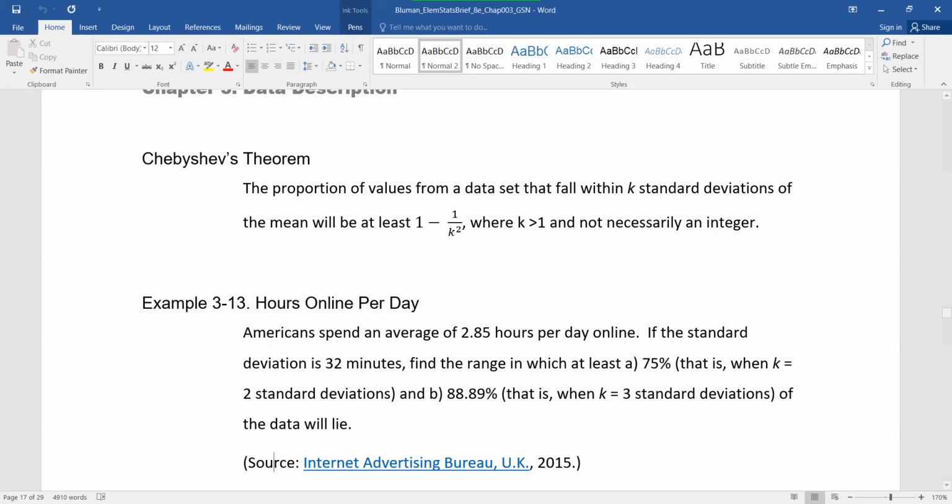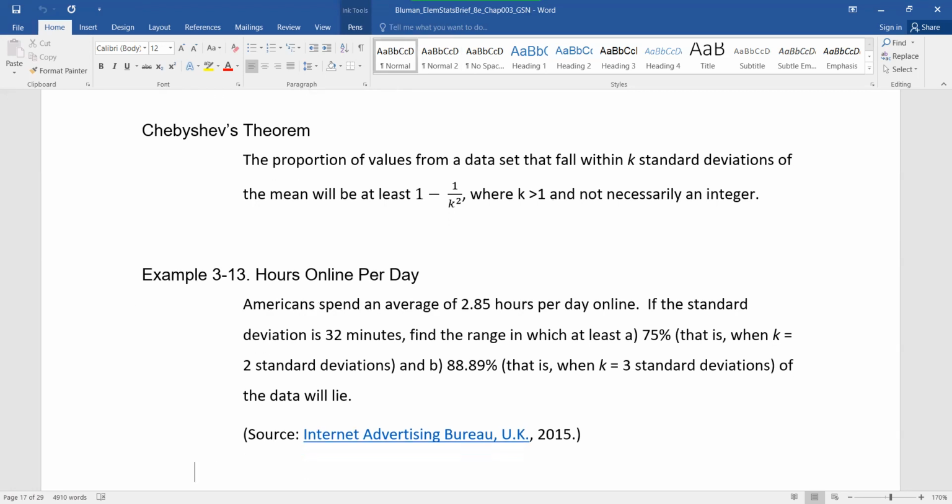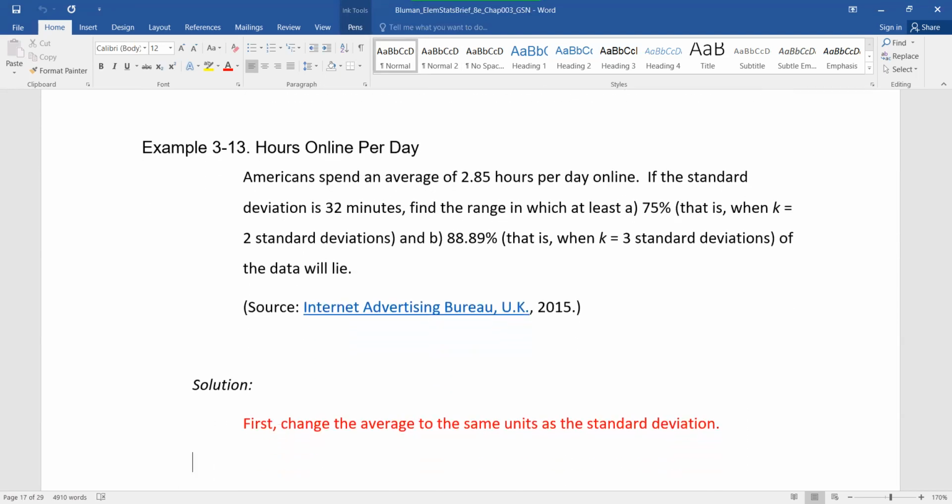All right, so there we go. So hours online per day. Let's look at this example here on 13. It says Americans, do y'all have that in red?